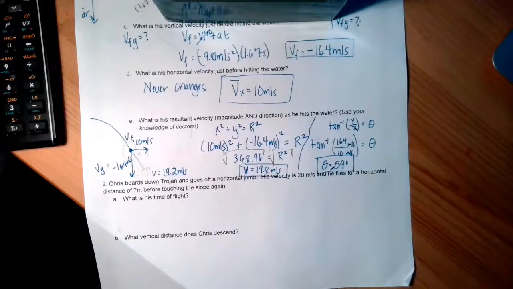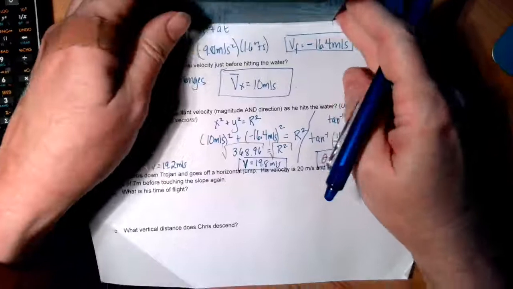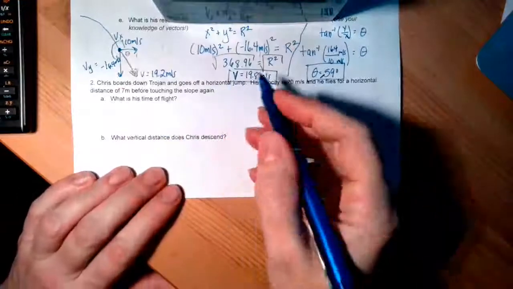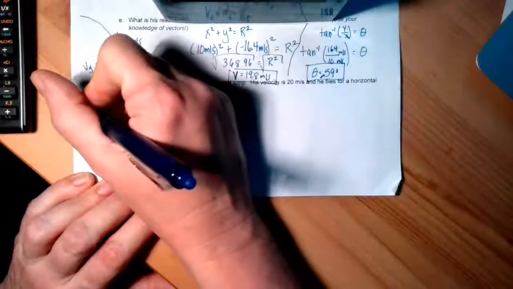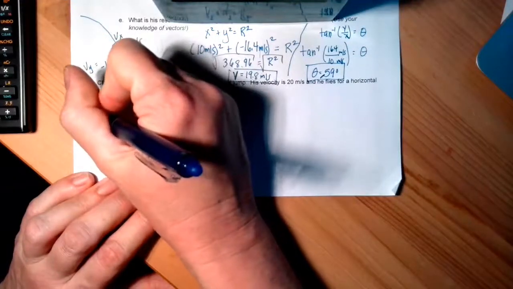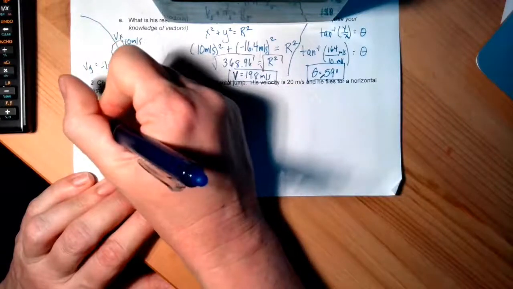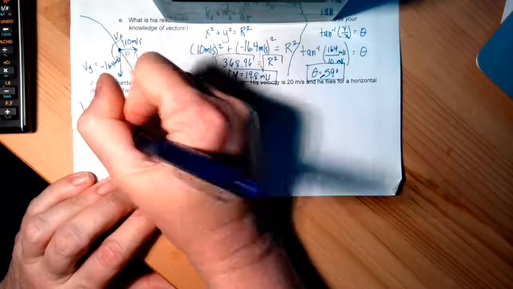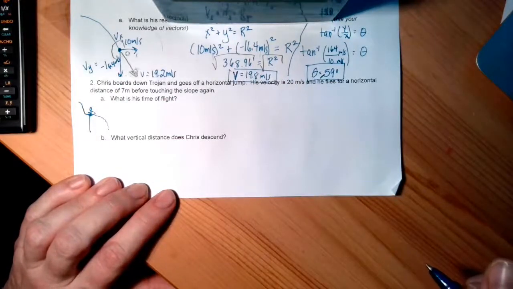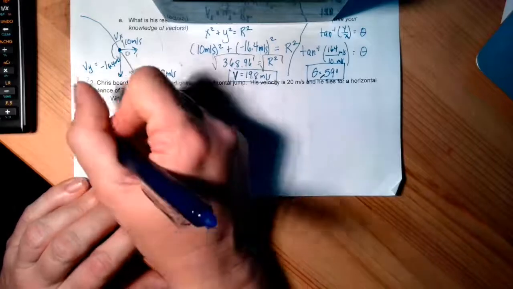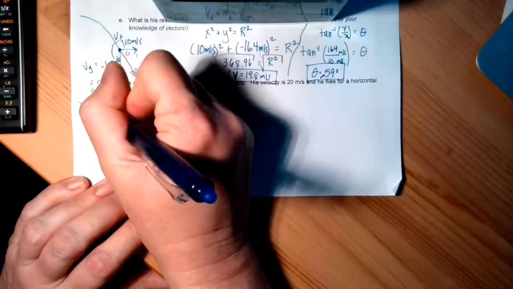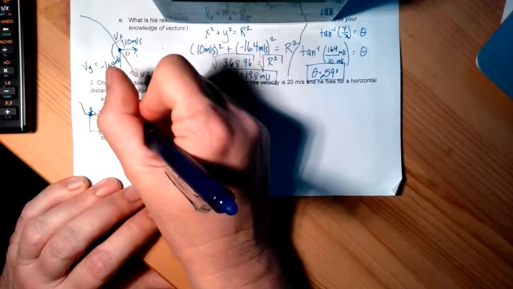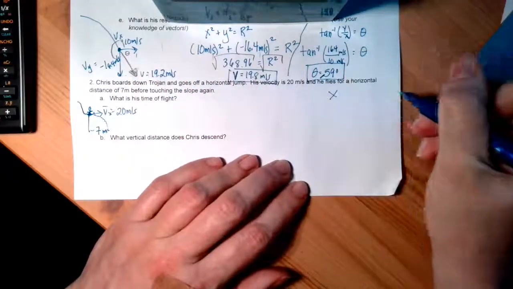Okay. Now, last problem. And this is a more typical problem. So he's going at a horizontal jump on Trojan. So he's coming down, and then there's a horizontal jump. This is him snowboarding off of it, and then he's going to go down and land like that. So we know that this distance is 7 meters, and we know his initial velocity is 20 meters per second. So again, I'm going to make the XY chart.